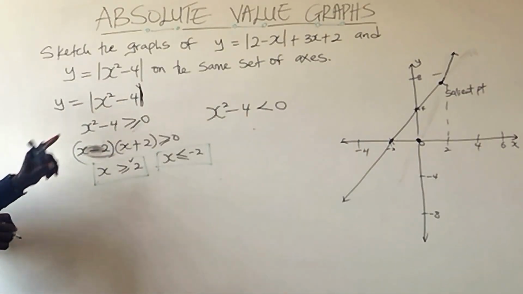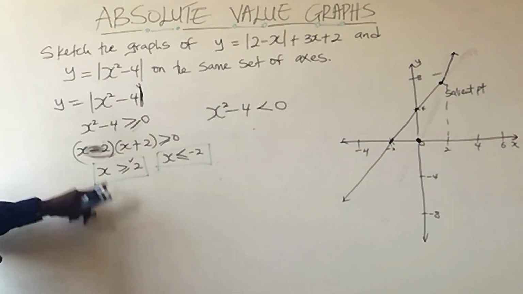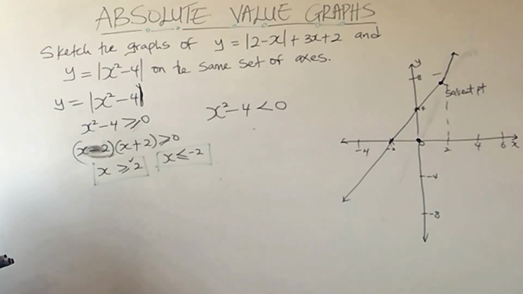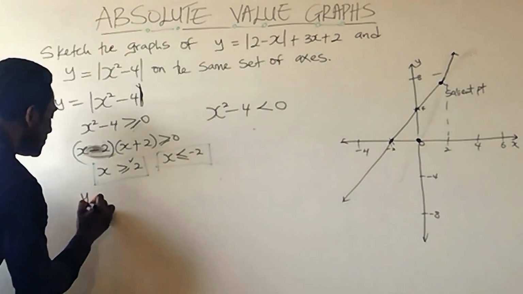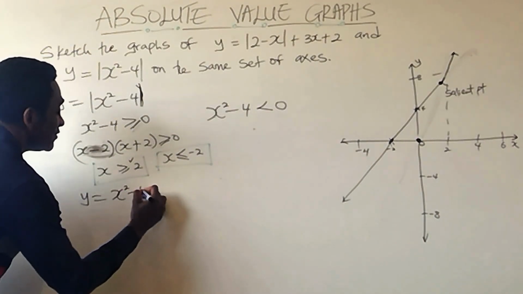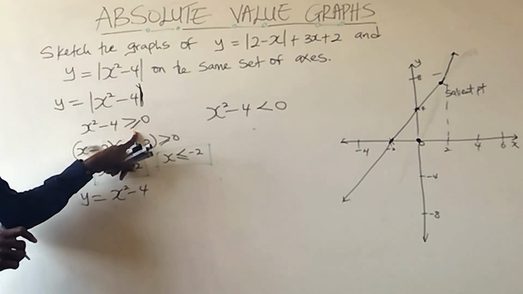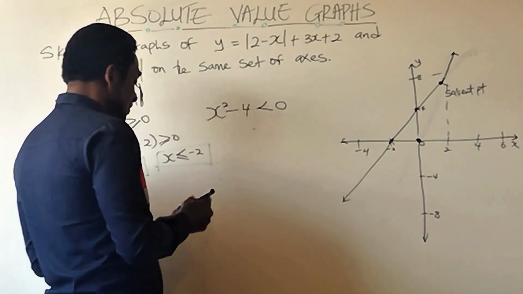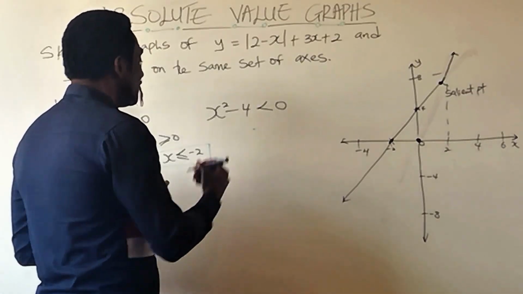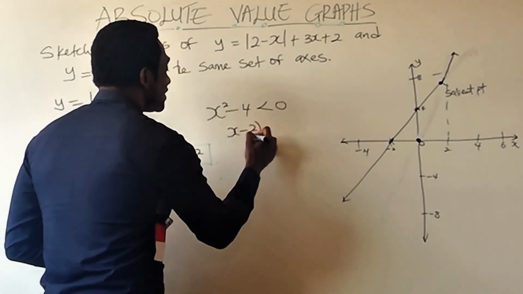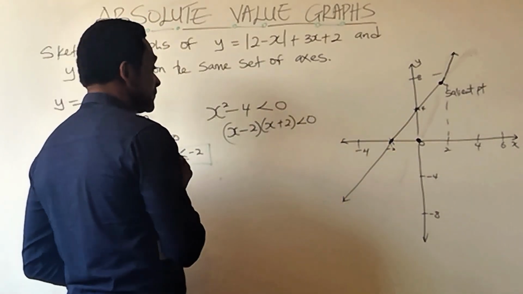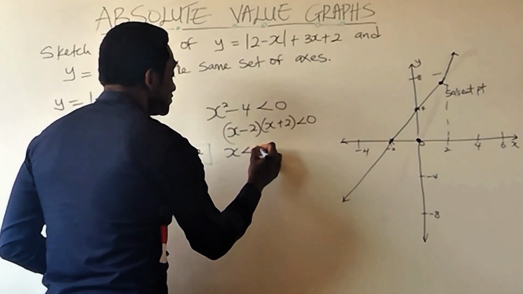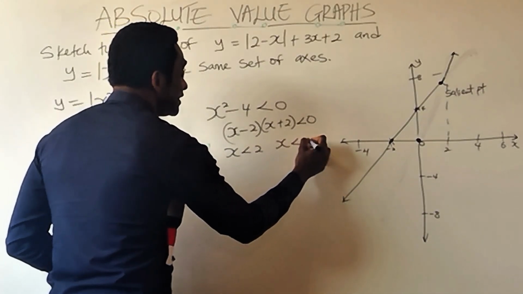So for this graph, these are the two conditions for the positive part of x squared minus 4 in absolute value. Now let's look at the negative. So remember, the function here is x squared minus 4 because it is positive. Now let's look at the negative. The same approach. We factorize: x minus 2, x plus 2 is less than or equal to 0. x is less than 2, x is less than negative 2.